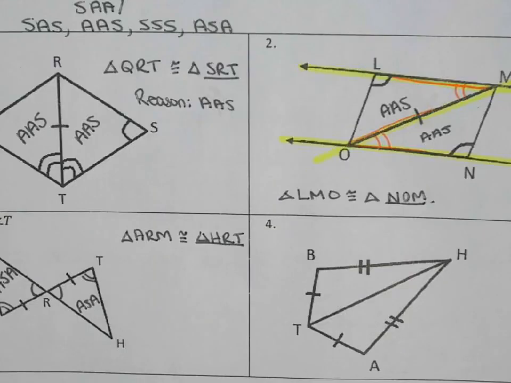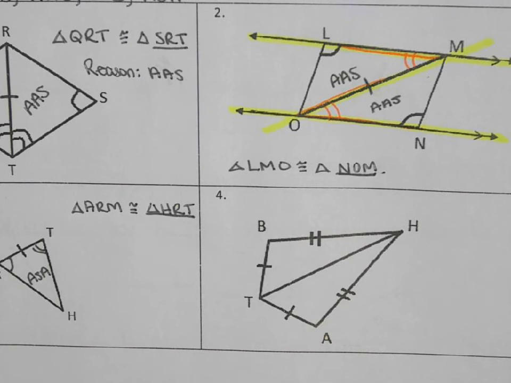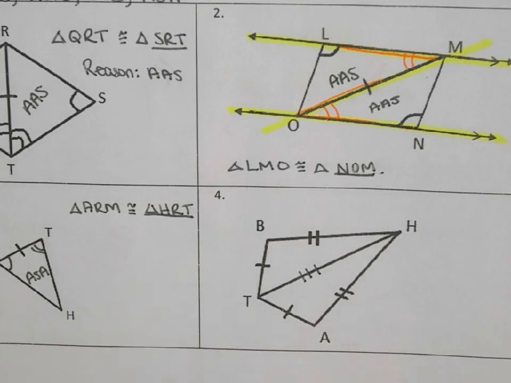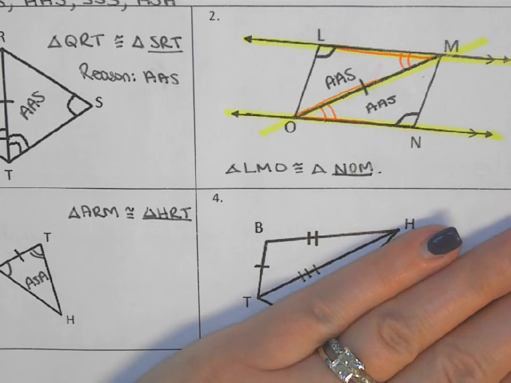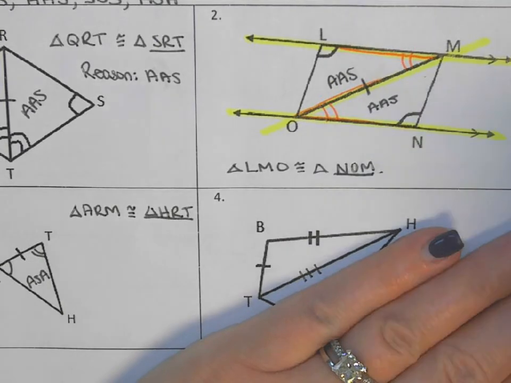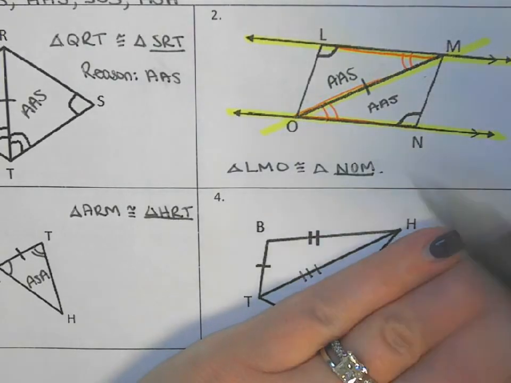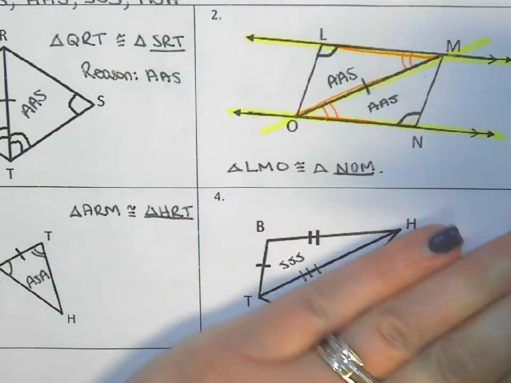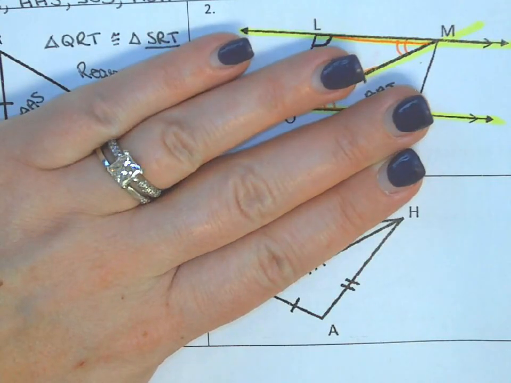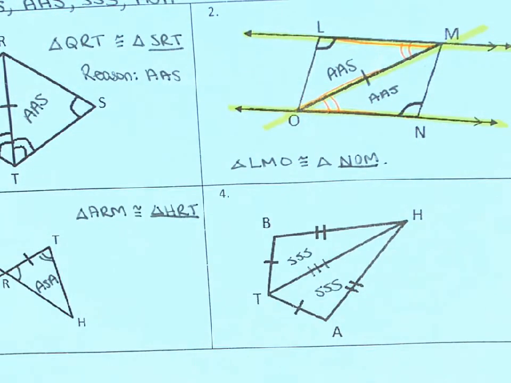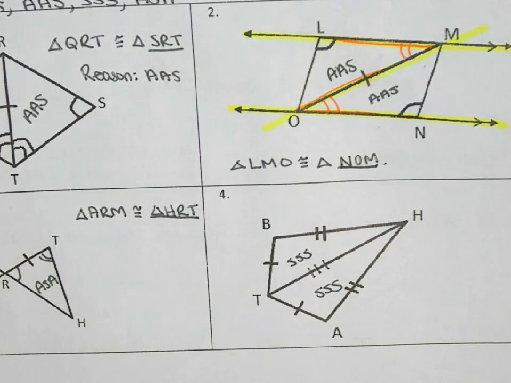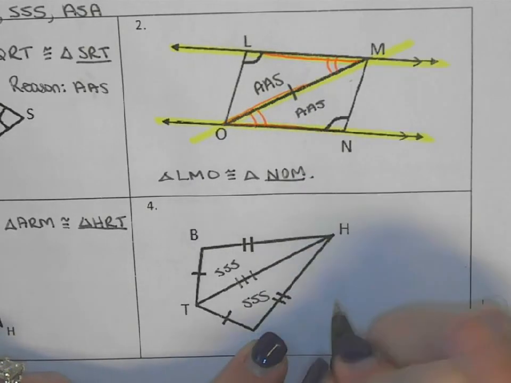Number 4. What else can I label on number 4? Go ahead, Faith. The shared side. I have to use a triple dash because I've already used a single and a double. Look at that. I already have 3 things labeled. What do you have labeled on this top triangle? How many sides? How many angles? 3 sides. So side, side, side. Kyla, how many are on this one? 3 sides. So what do I label it? SSS. Can I use the side, side, side shortcut? I can.